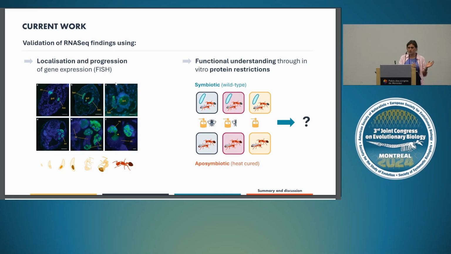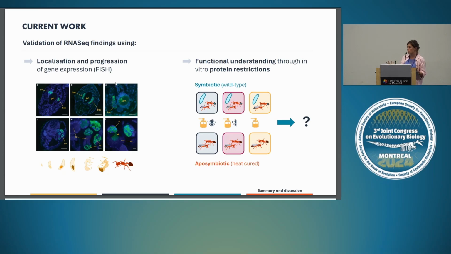So that's the work I've done so far. This is the work I'm working on now and doing in the future. So obviously, to validate that those genes are actually involved in the symbiosis, we're going to be doing fluorescent in situ hybridization, so looking at the localization of that gene expression. Is it in the bacteriocytes?